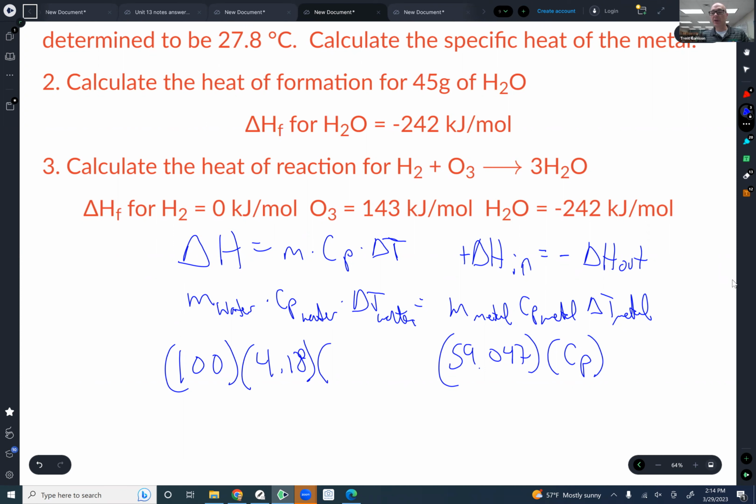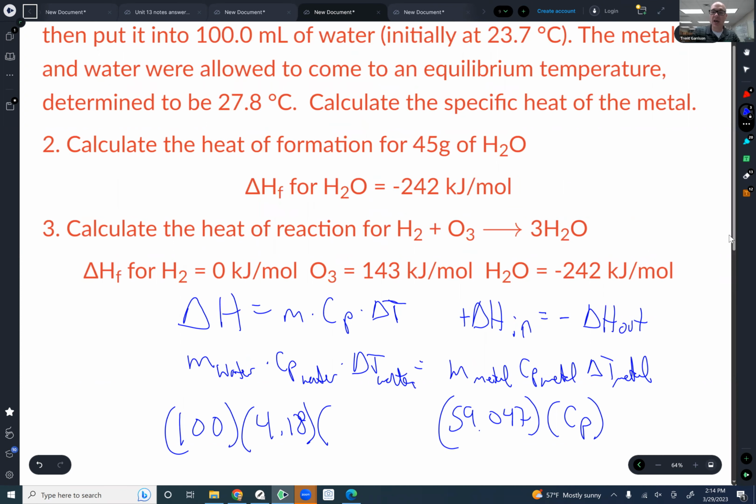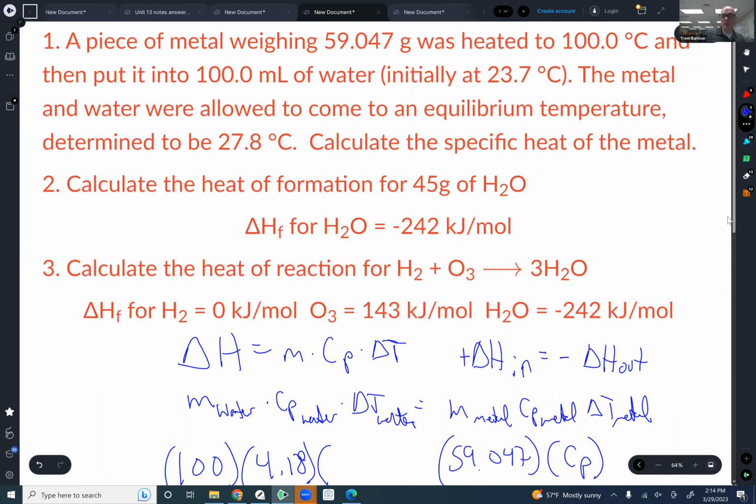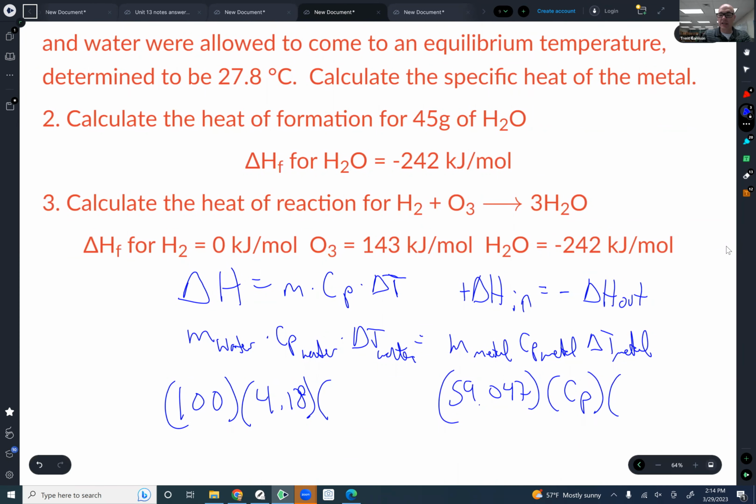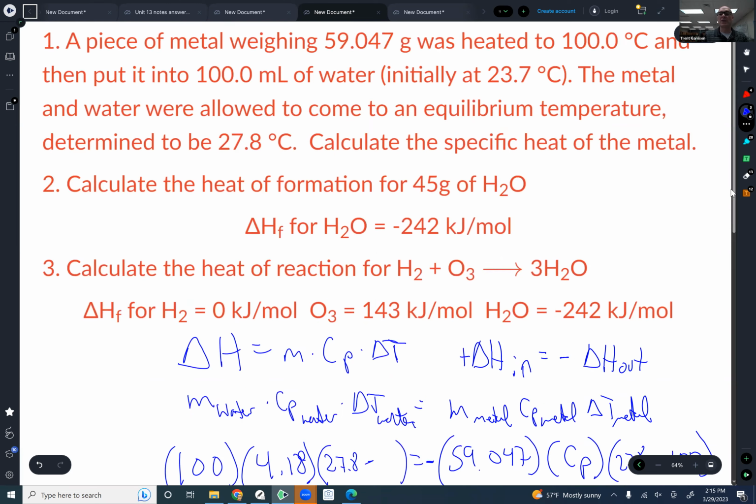Now let's figure out the convoluted temperature scenario, because the hot metal is being put into the cool water. The water was initially 23. It ended at 27.8. So the metal was at 100. Sorry, the metal was at 100, and it ended at 27.8. The water, there's a negative in here, so let me make that a little clearer. Now the water started at final minus initial: 27.8 minus, what was the water starting at? Let's see, 23.7.